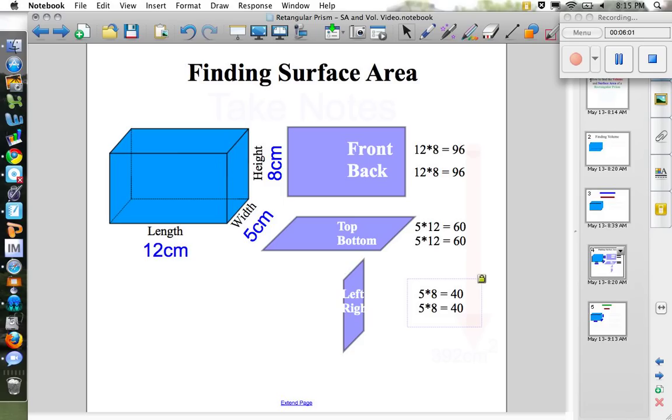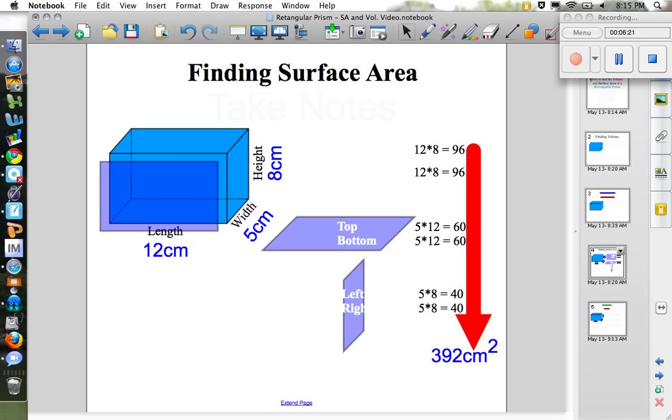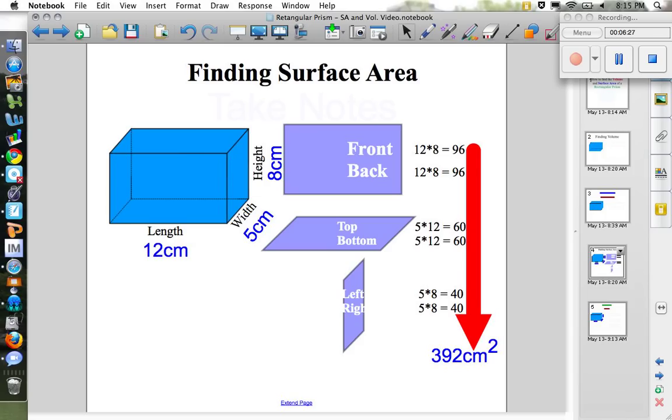Now, what is the total surface area? The total surface area adds up all these sides. So if I click on this nice little red arrow here, we're going to add the 2 96s, we're going to add the 2 60s, we're going to add the 2 40s for a grand total of 392 square centimeters. Because each of these doesn't measure volume, they don't measure cubes, they just measure the area, which is always square units. So, hopefully that makes sense.